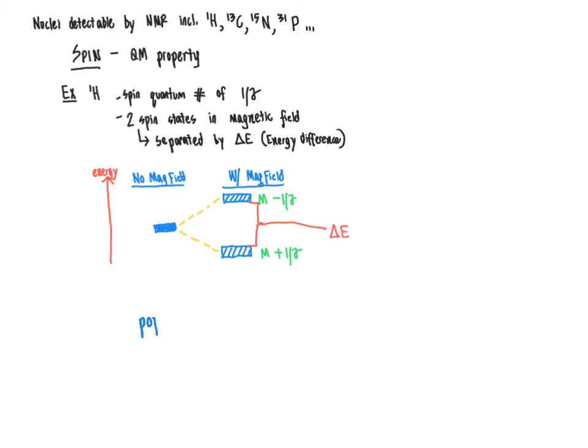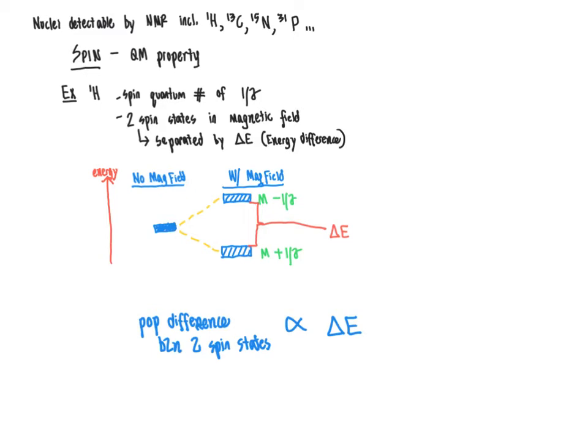So I'm going to put down population difference between those two spin states that we see in that magnetic field is going to be proportional to, and I use that alpha to indicate proportionality, it's proportional to the delta E value, where delta E, remember, is that difference in energy between the two spin states. So the bigger the difference in population between these two spin states, the larger the delta E value. So how can we make the delta E value larger?